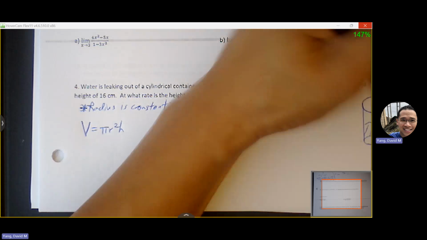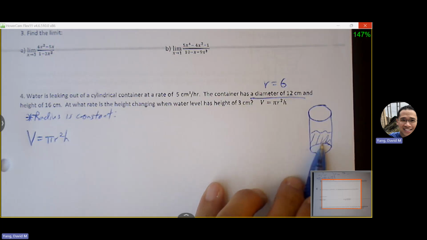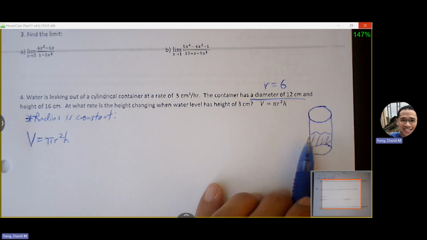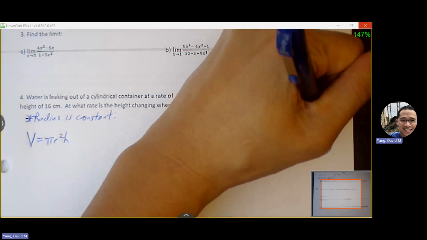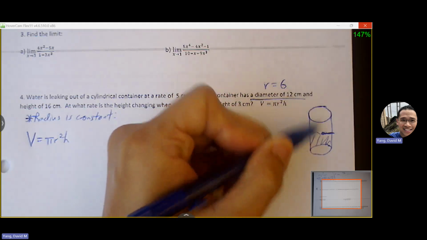as the water level is dropping, this radius is staying constant the whole time through, right? It's not like cones where the radius of your cone is going to either shrink or rise depending on what's happening to the water level. Here, your radius is never changing. It's going to stay 6 centimeters throughout the entirety of the problem, right? Okay.